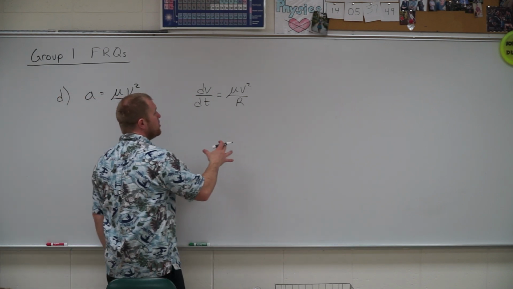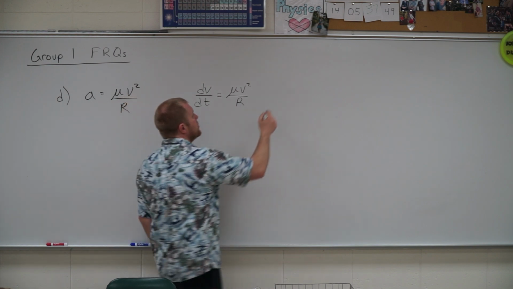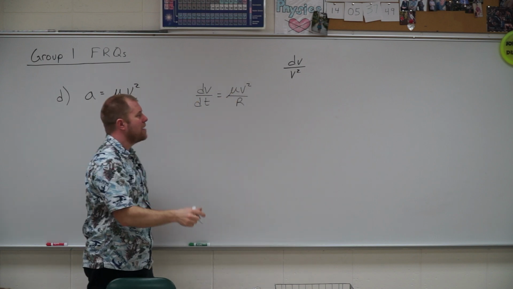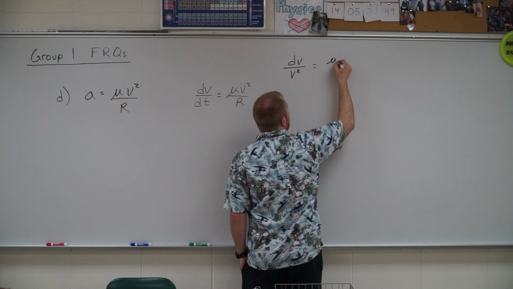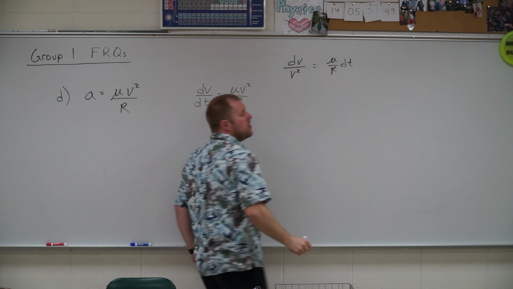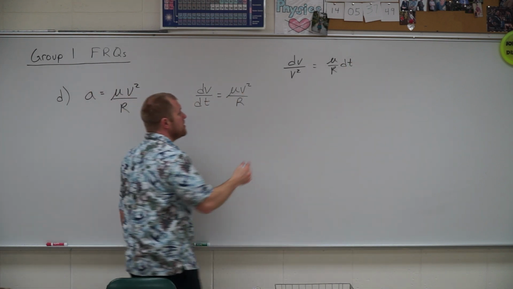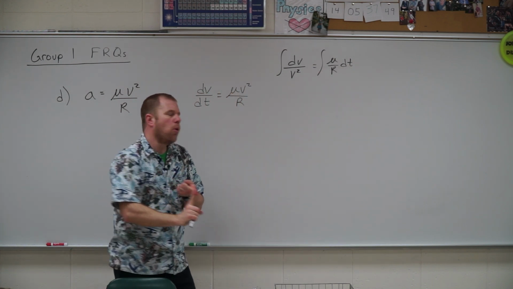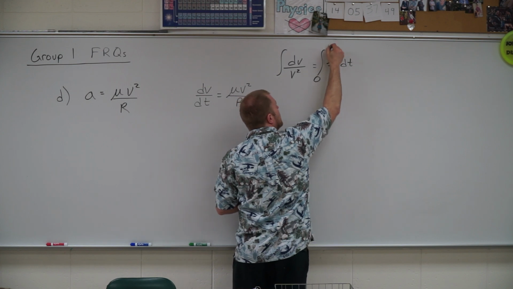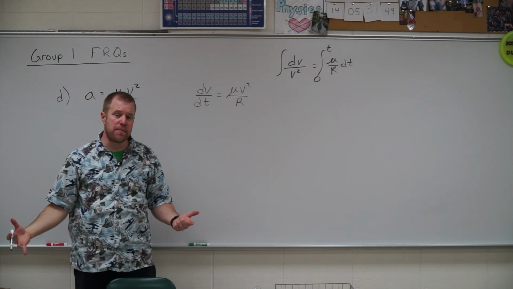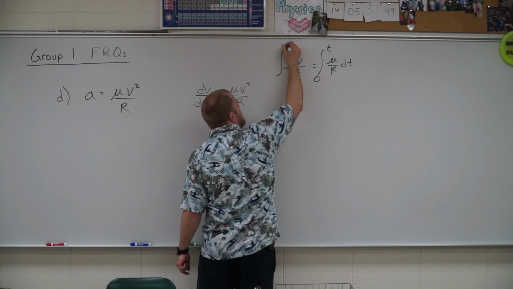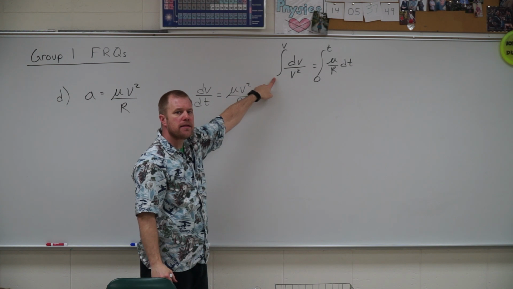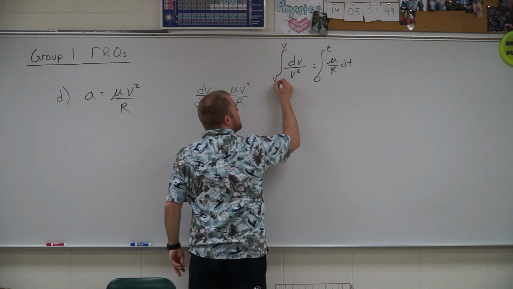All right, so in order to do that, I'm going to have to split up my dv/dt. So now I have dv divided by v squared, so I got to get my v on the side with the dv, equals mu over R dt. So now I need to integrate. Now this one's a little different, so I'm going to integrate it from the time it was at point P, which I'm going to call time 0, to some time t after passing point P. And it's going to have some speed at that time t, but what was its speed at point P? Well, its speed at point P was v naught.